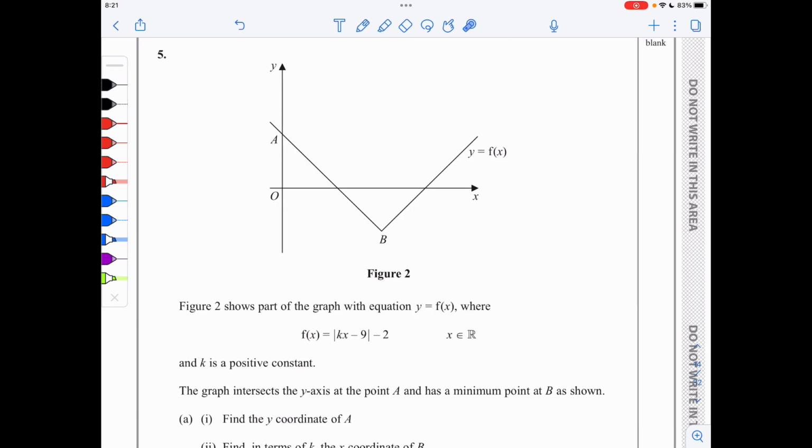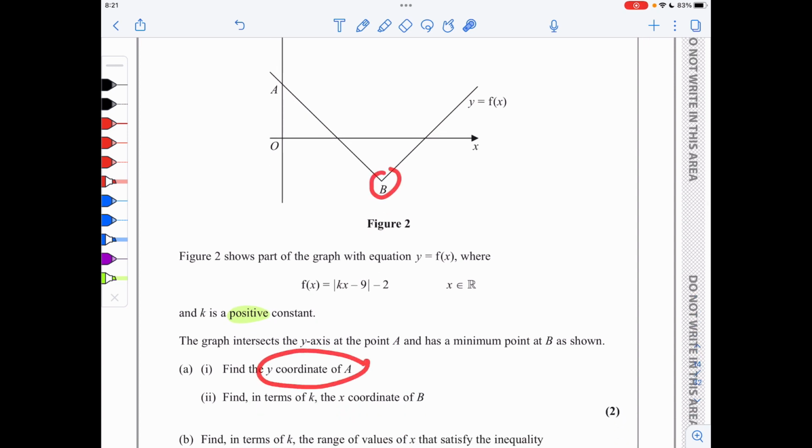In question 5, we are being given the graph of f of x. It's the modulus of kx minus 9, minus 2. K is a positive constant. It is crucial to realize that k is positive here. And we have an intersection on the y-axis at A. We've got the vertex at B, and we need to find in part A the y coordinate of A and the x coordinate of B.